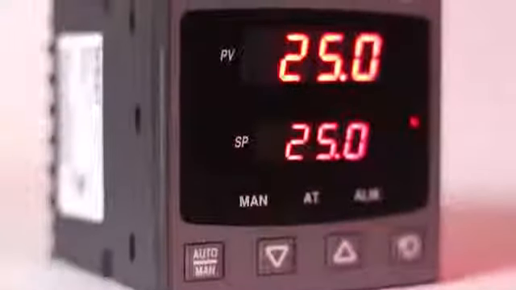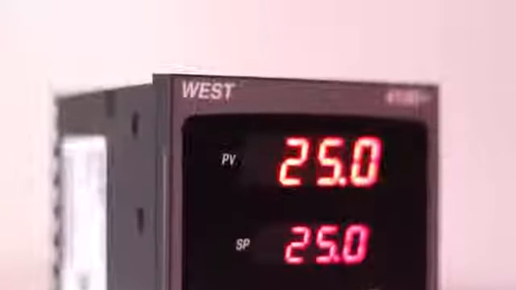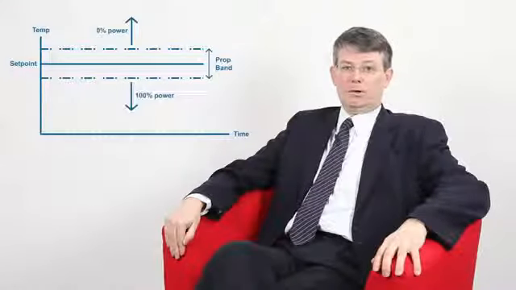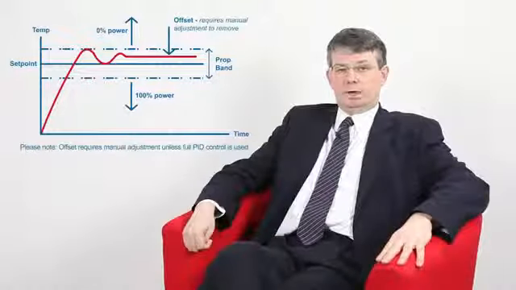This sounds like it would work well, but in fact it would only work well if the output power required to maintain the set point was exactly 50%. In reality, this is unlikely to be the case. What would happen is the process would settle some way above or below the set point, and this would give us an offset. This offset, or control deviation as it's called, has to be removed by the user. An adjustment is made to the proportional band and its position relative to the set point. This is known as resetting the controller.